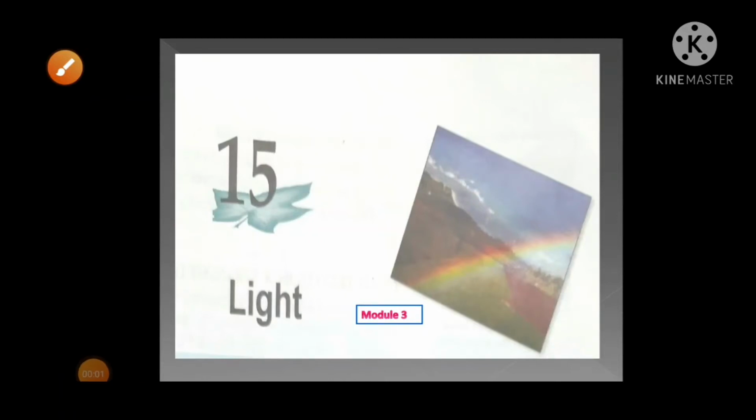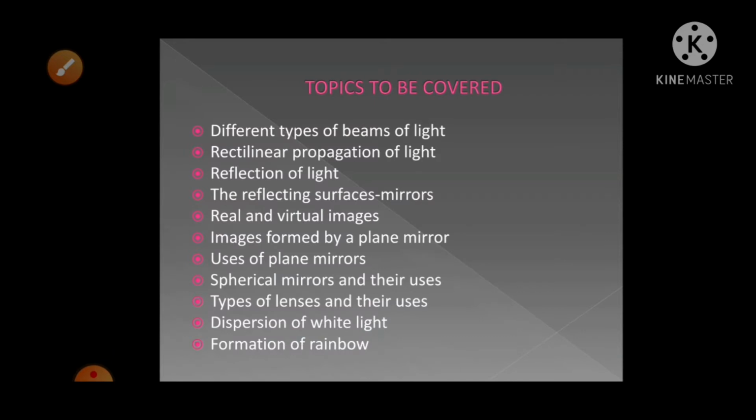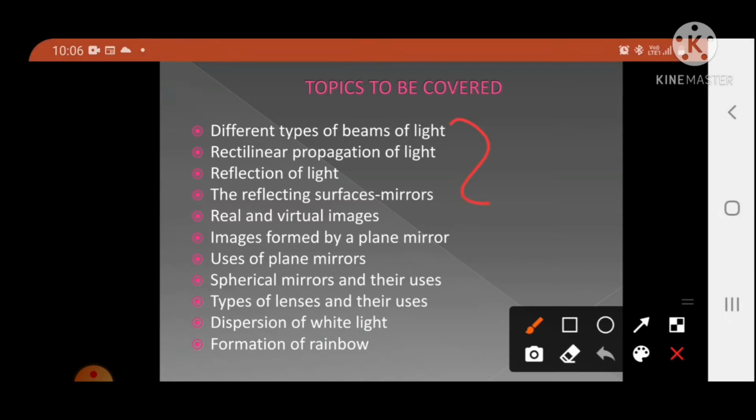Hello everyone, welcome to module 3 of chapter 15, light. In module 1 and module 2 we covered many topics. Today in module 3 we are going to talk about types of lenses and their uses, dispersion of white light and formation of rainbow. So let's start.